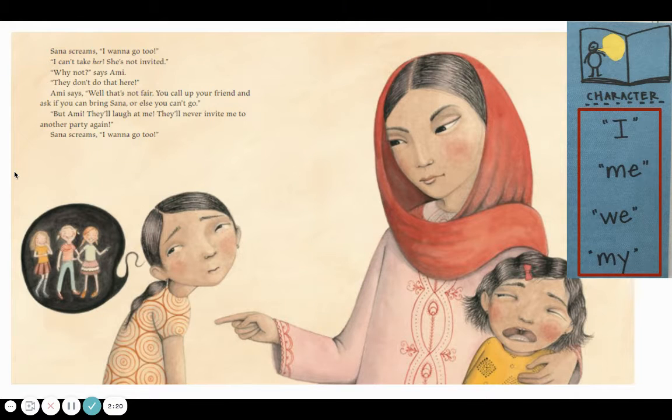Sana screams, I want to go too. I can't take her. She's not invited. Why not, says Ami. They don't do that here. Ami says, well, that's not fair. You call up your friend and ask if you can bring Sana or else you can't go. But Ami, they'll laugh at me. They'll never invite me to another party again. Sana screams, I want to go too.